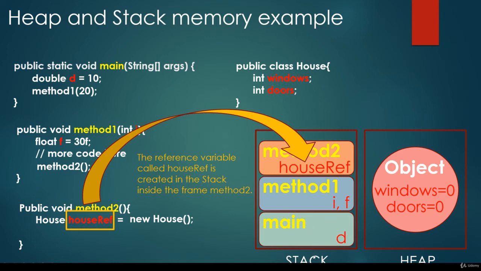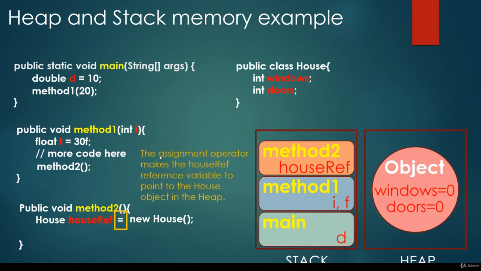Okay, so as you can see, the house reference is on the stack memory. This is what we have been talking about in the previous lecture, that the reference itself is on the stack memory, but the object it is referencing is present on the heap. Okay, so the assignment operator makes the house reference variable point to the house object in the heap memory.